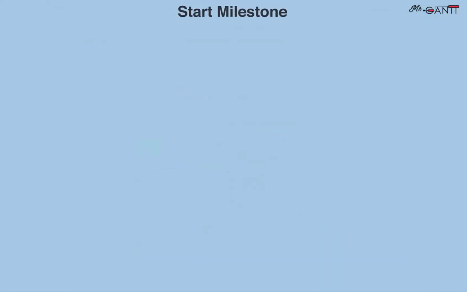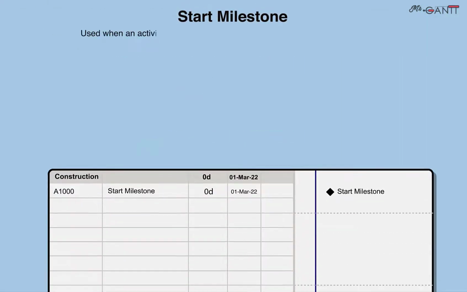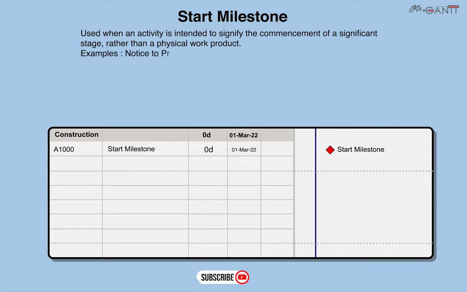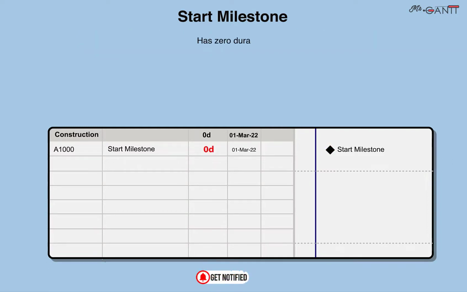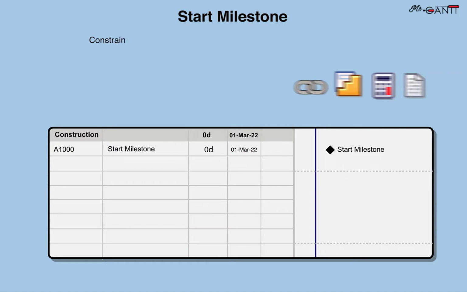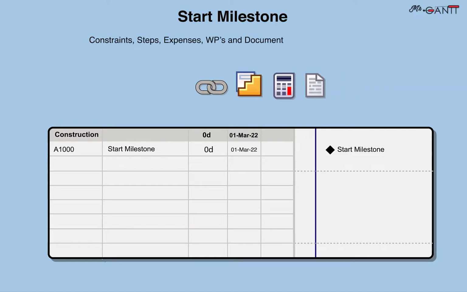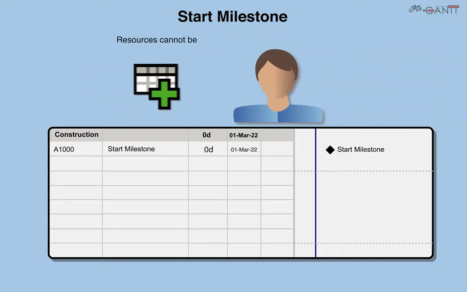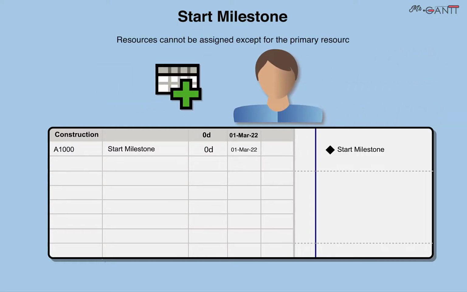Start milestone. Used when an activity is intended to signify the commencement of a significant stage, rather than a physical work product. Example, notice to proceed. Has 0 duration. Has a start date only. Constraints, steps, expenses, WPs and documents can be assigned. Roles cannot be assigned. Resources cannot be assigned, except for the primary resources.